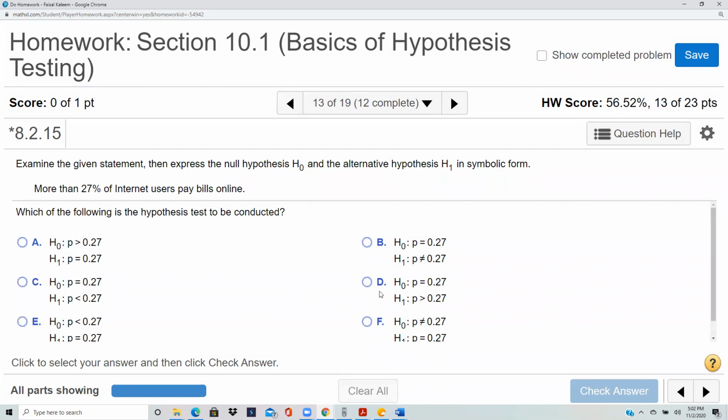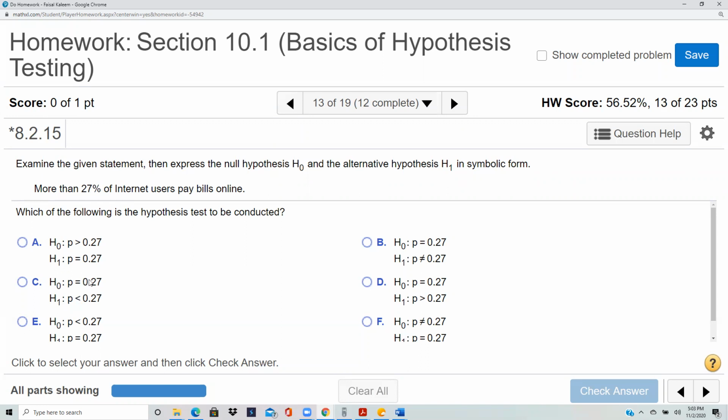Examine the given statement: more than 27% of internet users pay bills online. Which of the following are the hypotheses? So we are trying to conduct research that more than 27%, so percentage, you should use P. And the more than should be the alternative, because the null always has equals. So the null will have P equals 0.27.